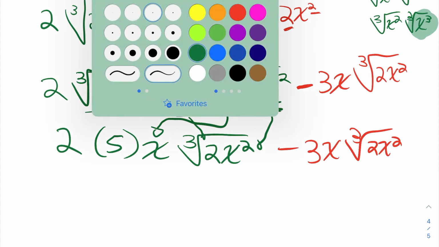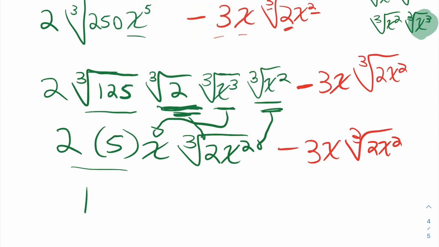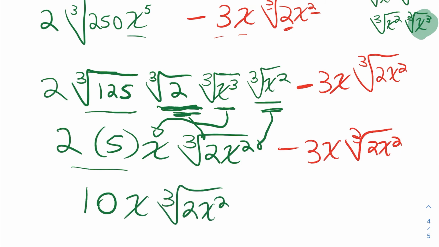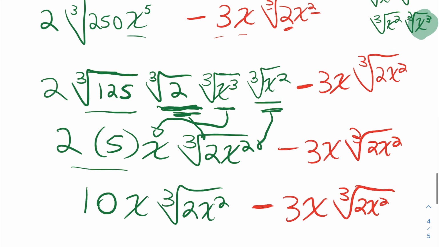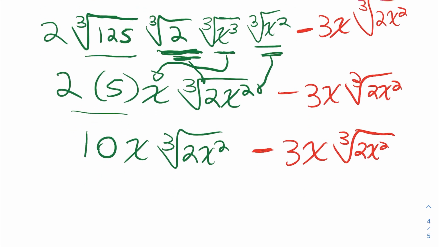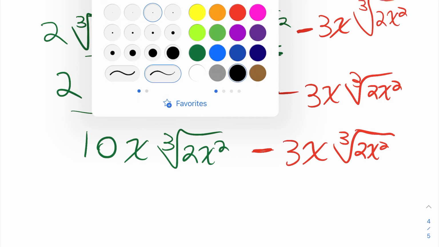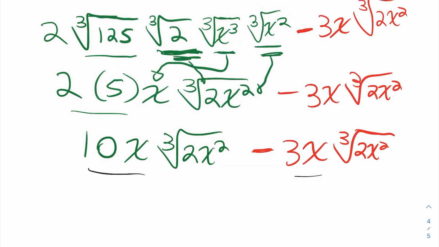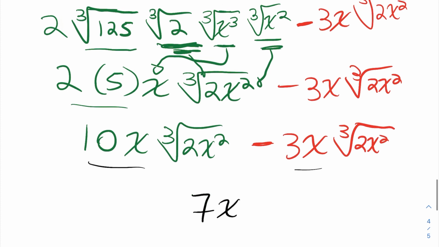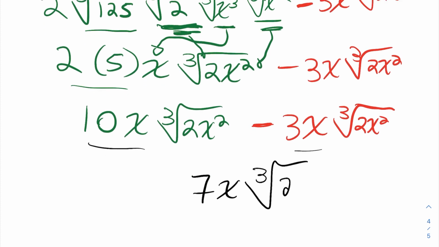And now, product, rational ones, that's 10x cube roots of 2x squared, and that's going to be minus 3x cube roots of 2x squared. And those are like radicals. They have the same radicand and they have the same index. So therefore I can subtract them. And they're also like terms on top of it, because 10x minus 3x makes 7x cube roots of 2x squared. And that would be the final result.